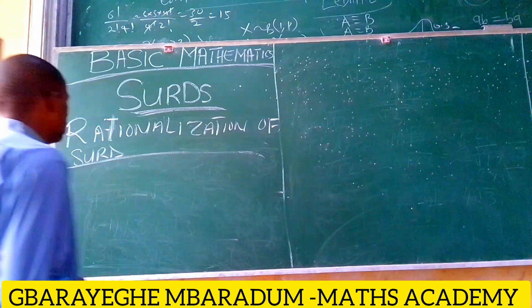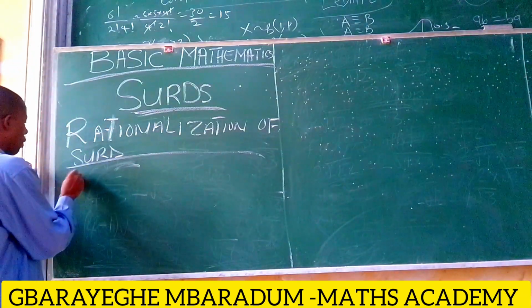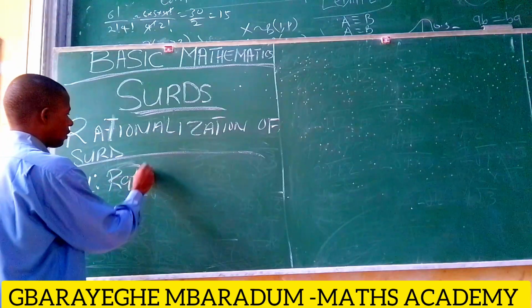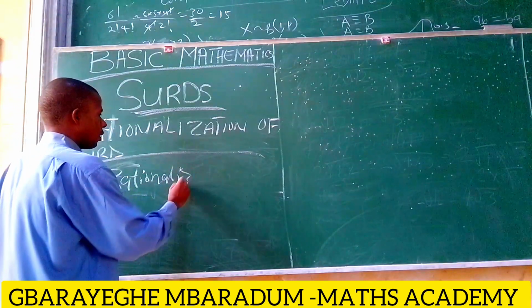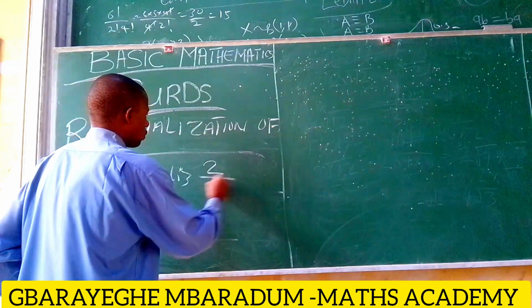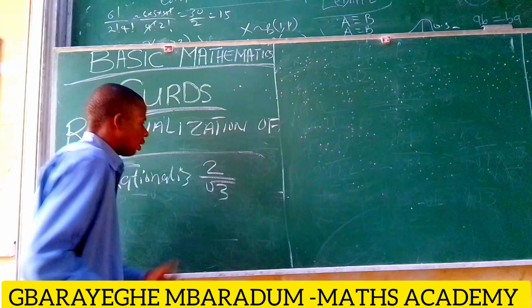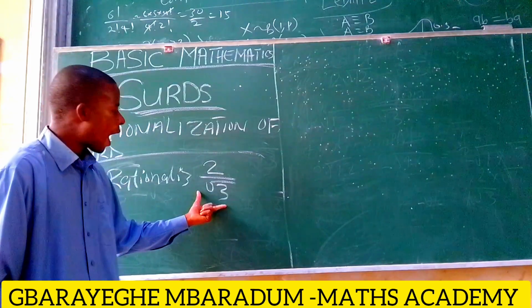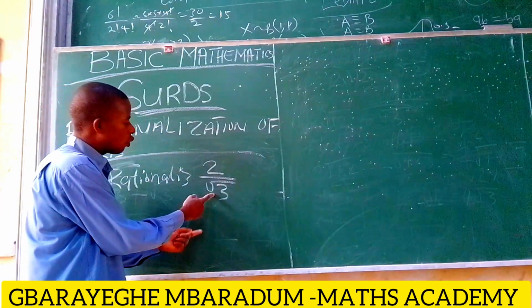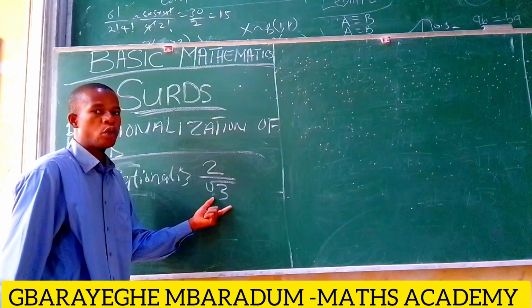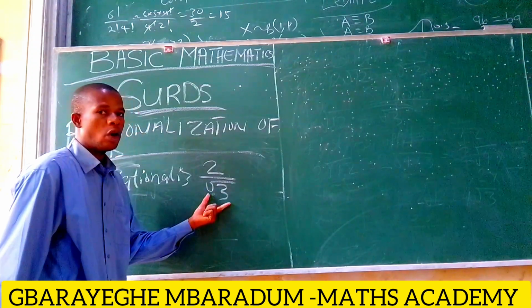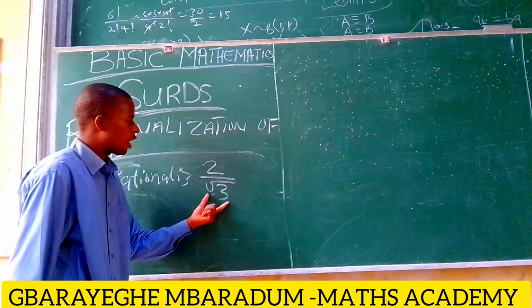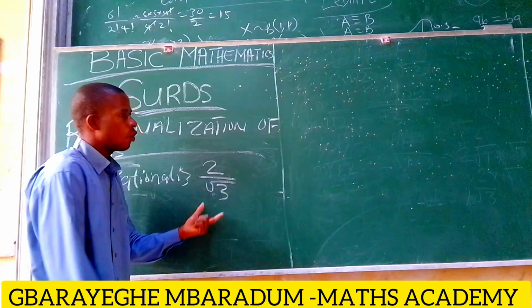I'm going to explain what it means. Example 1. They say we should rationalize the surd, 1 over root 3. Now this surd is not in the right form. Why? Because the denominator has root 3, and it's not accepted to have a surd whose denominator involves a root. So for us to clear this kind of fraction, we must rationalize the surd.